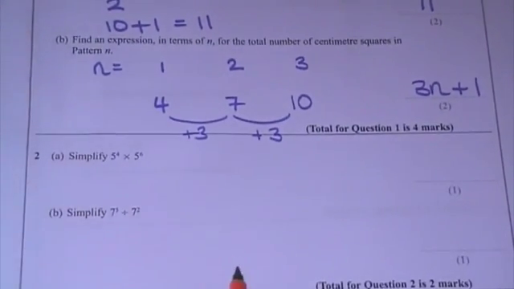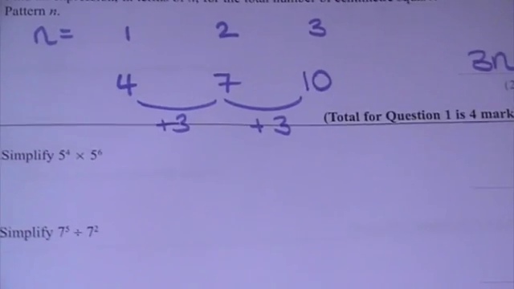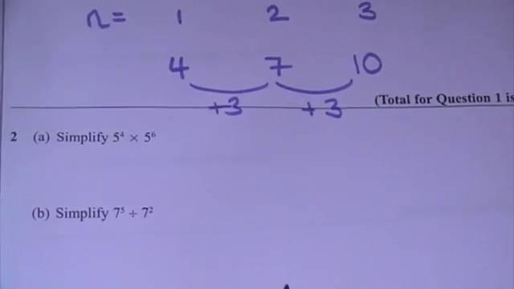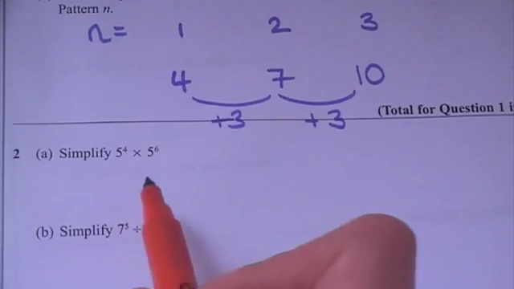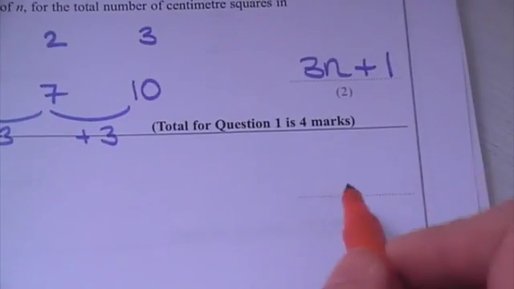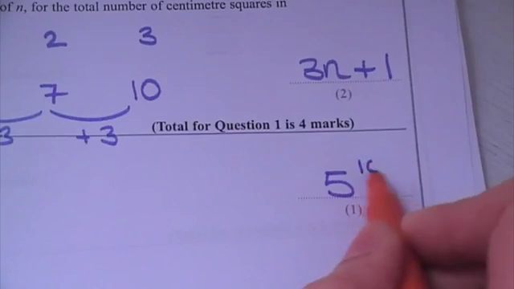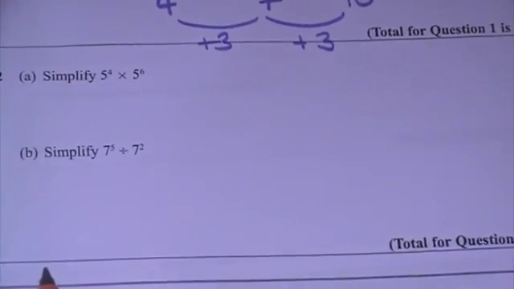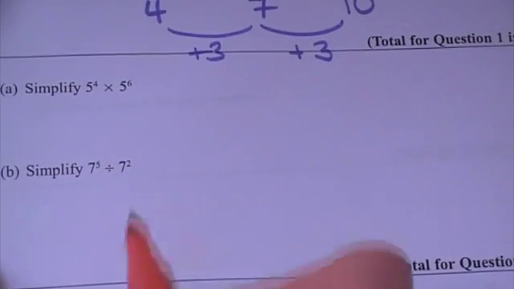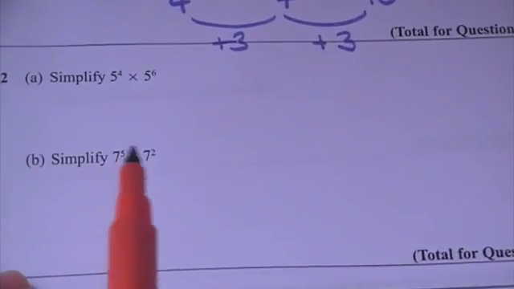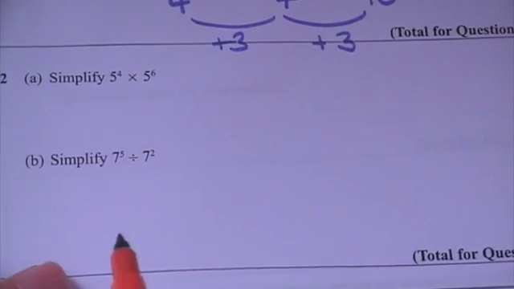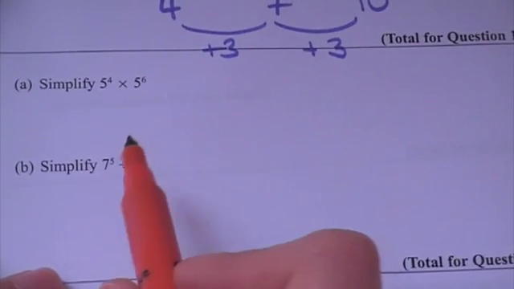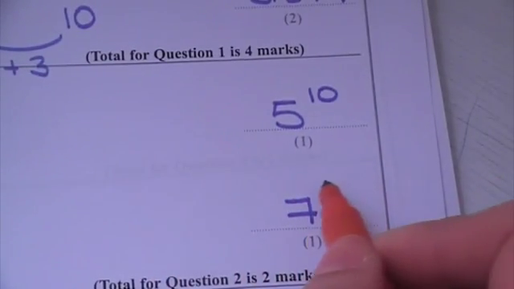Question 2a. Simplify 5 to the power 4 times 5 to the power 6. Well, we're multiplying, we're going to add the powers, so that will just be 5 to the power 10. And here, simplify 7 to the power 5 divided by 7 to the power 2. So when dividing, we're taking away the powers. So 7 to the power 5 divided by 7 to the power 2 is going to be 7 to the power 3. Both 1 mark each there.